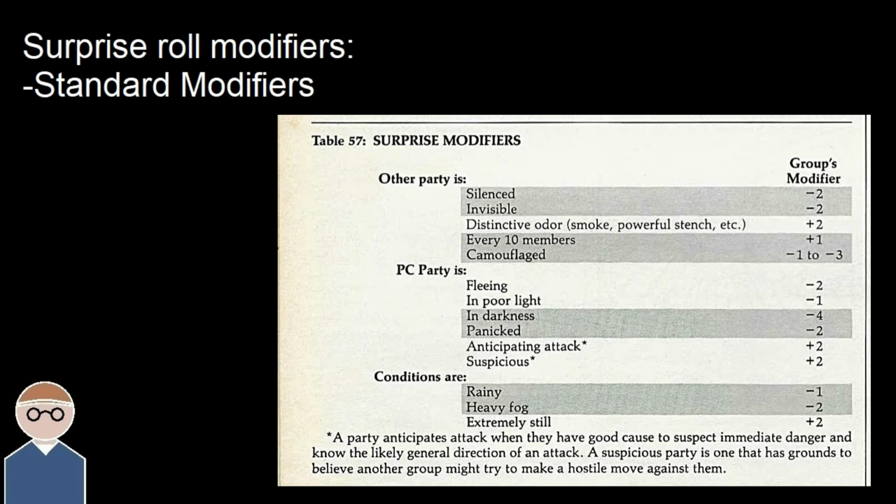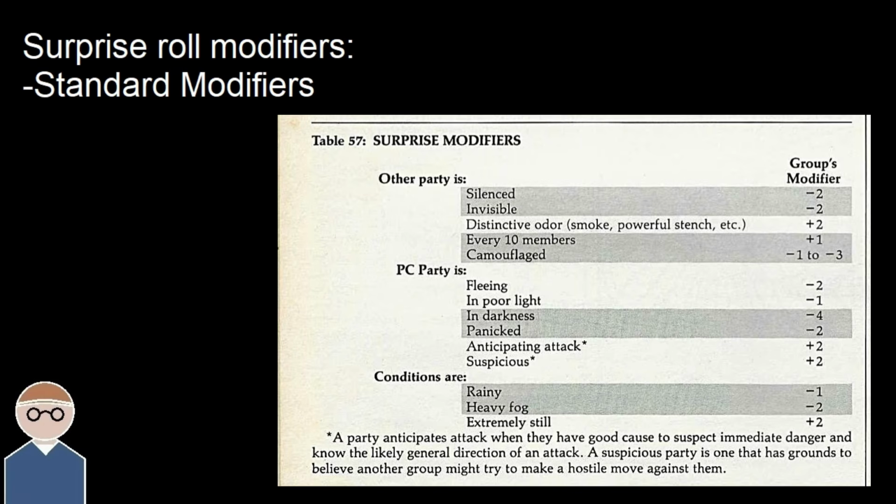But, anyways, if the modifiers work out where there's no chance of surprise, then the group or creature isn't surprised. Nowhere in the book, as far as I've read, says that you're always surprised on a roll of one or anything like that. So, if the modifiers make surprise impossible, you don't roll and they just aren't surprised.